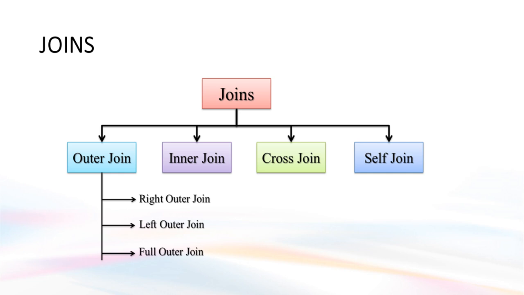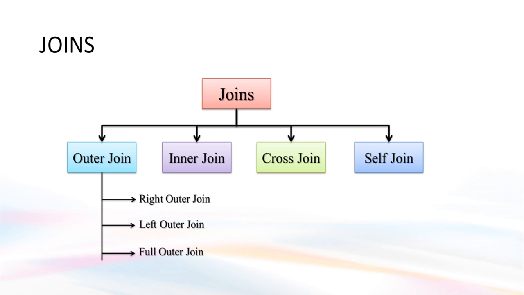Full outer join means it will give all the records from table A and table B. The records which are there in table A but not in table B, plus the records which are there in table B but not in table A. It will combine those records and give the result. That is a full outer join. So: right outer join, left outer join and full outer join.